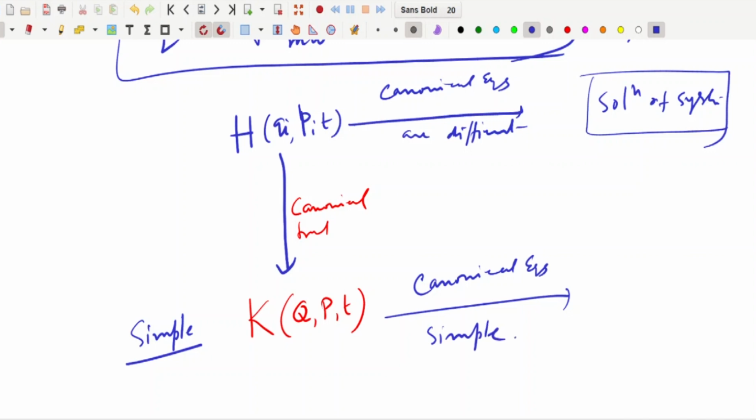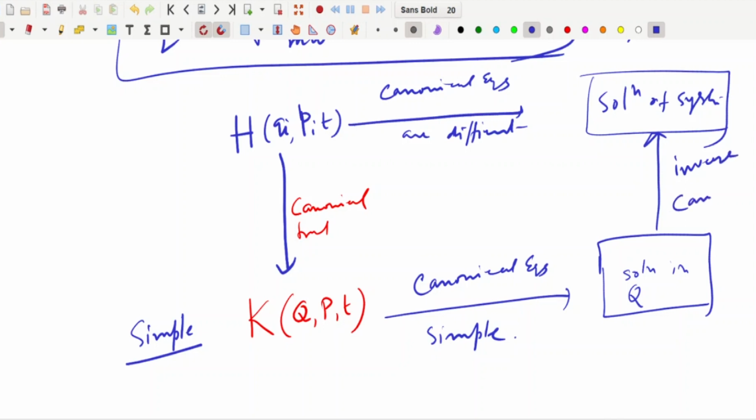Okay. Now what happened? If you can find a solution, you find a solution in terms of capital Q. But you need to find a solution in terms of small q, not the capital Q. So you follow the inverse canonical transformation to go to this solution.